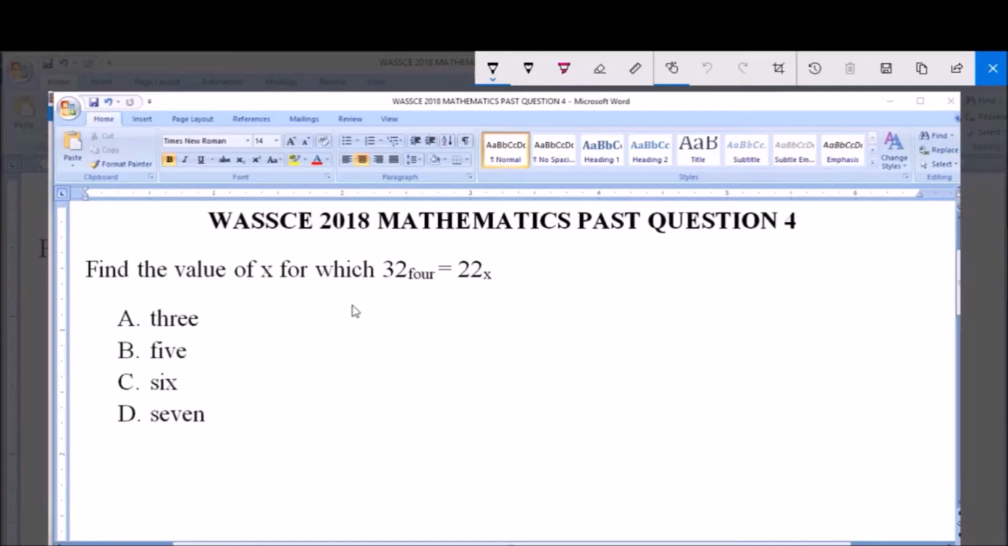Now for us to find the value of x, we have to convert each of these to base 10. We'll convert them to a number in base 10. In doing so, we'll be able to evaluate the value for x.